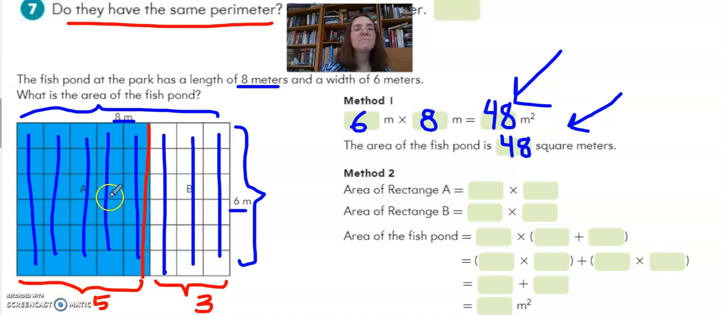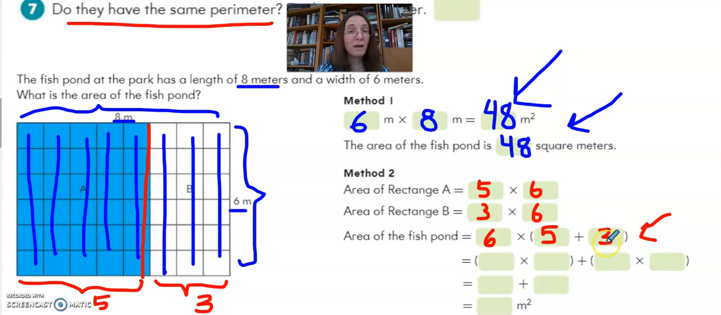Now, each one of these rows still has 6 in it. So 5 times 6 is 30. Oh, here's the 5 times 6. And the area of rectangle B would be 3 times 6. The area of the fish pond, then, would be 6 times 5 plus 3. Now, they're walking you through this so you see all the different ways that we can record this.